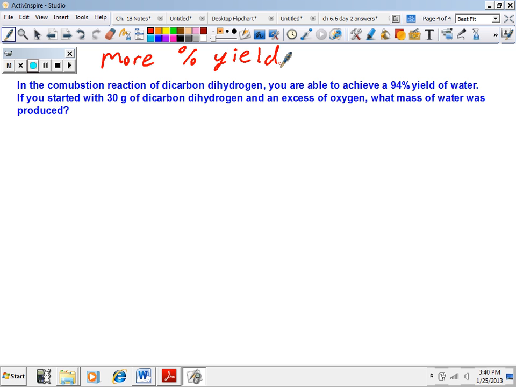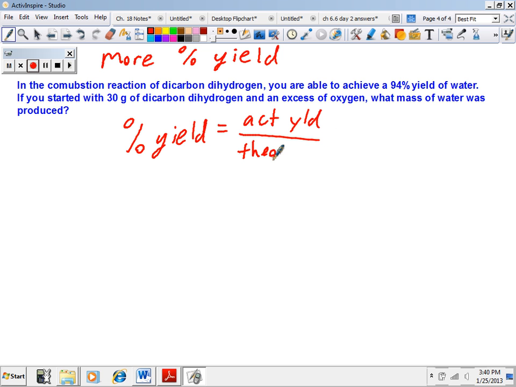So let's remember that the percent yield equation was actual yield over theoretical yield times 100. So in this problem, what we have to realize here is what mass of water was produced. This is the amount produced in the laboratory. So what we are finding here is the actual yield. So this is our unknown. This is our variable in the problem.